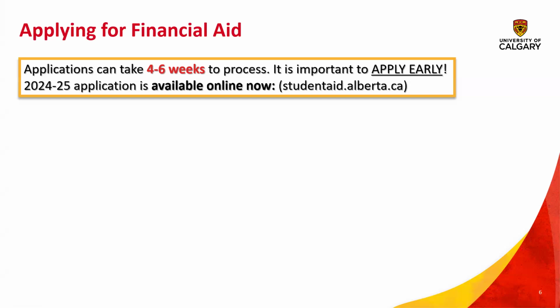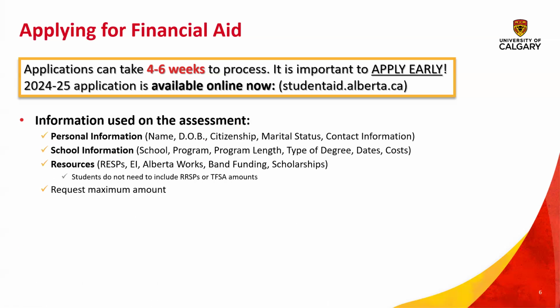Now, there is some important information that is included in the application that students will need to enter. The first one we're going to look at is basic personal information. This includes name, date of birth, citizenship or residency status, marital status, emergency contact information, and up-to-date contact information. You will also be asked to input information about the institution you're attending and the program. Here you'll put the university's name, University of Calgary, the name of the program, length, degree outcome, dates of attendance, and associated costs. The program dates and costing were submitted to Alberta Student Aid by the University of Calgary and is updated in the application.